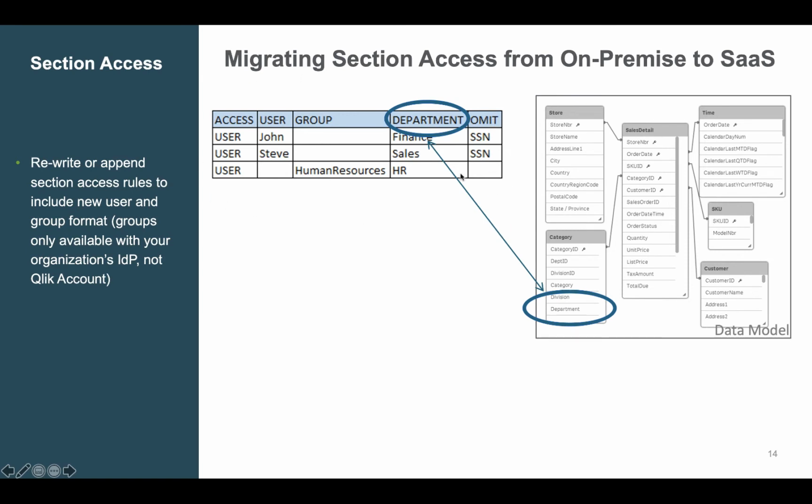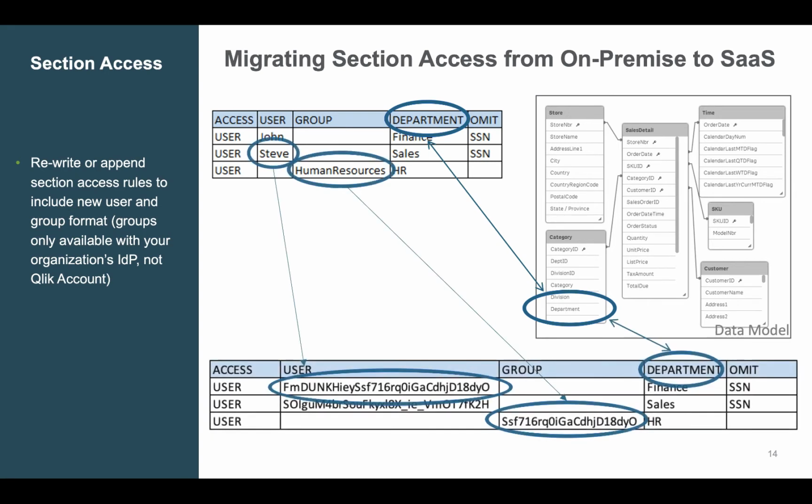And so this section access table is something that your developers would be familiar with and does drive the visibility for a user or a group of users to the data in an application. And so as you can see, the section access table is highly dependent upon the user ID and the groups to which that user belongs for driving the section access. And so if you can imagine moving an application now to SaaS, we need to ensure that those user IDs and groups still tie out for section access to be enforced.